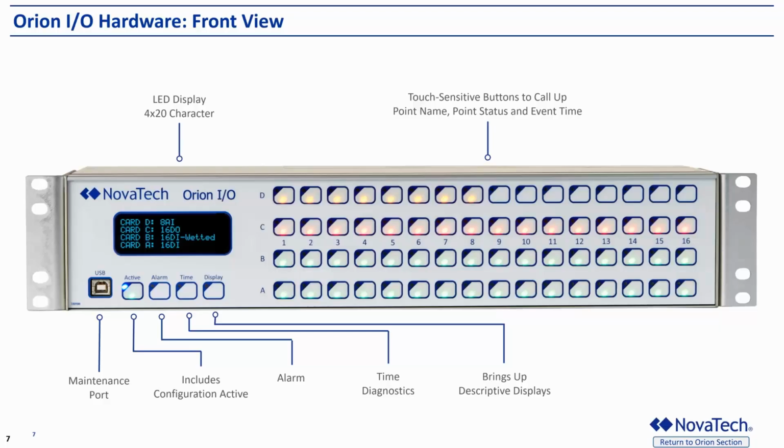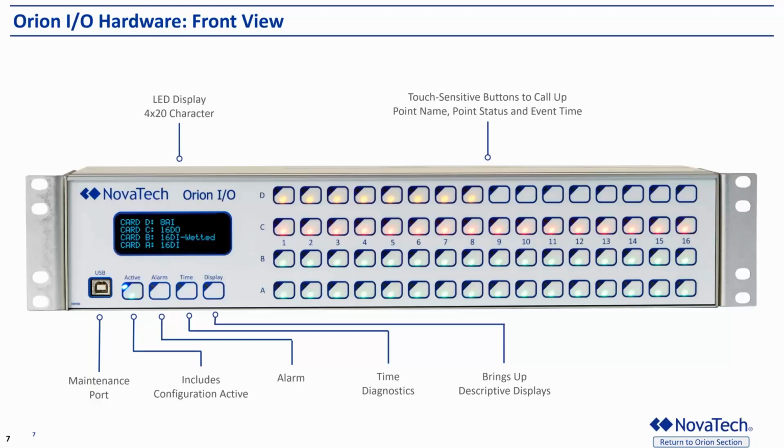If we look at the front of the Orion I/O, what you'll see is a 4x20 character LED display on the left-hand side that allows users to see user-defined details regarding any one of the contacts on the Orion I/O. This includes timestamp information when a contact has changed status. And on the lower left corner, what you'll see is a serial USB maintenance port. That's going to allow the user to access the Orion I/O for loading configuration files, changing settings of the Orion I/O, or allow for troubleshooting.